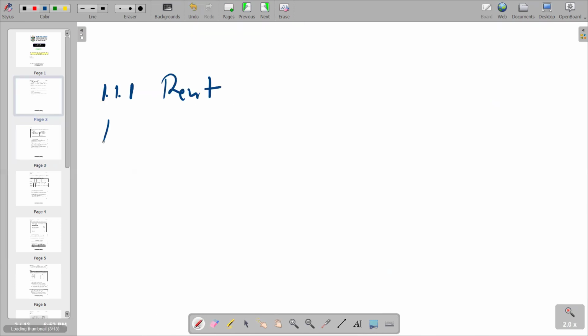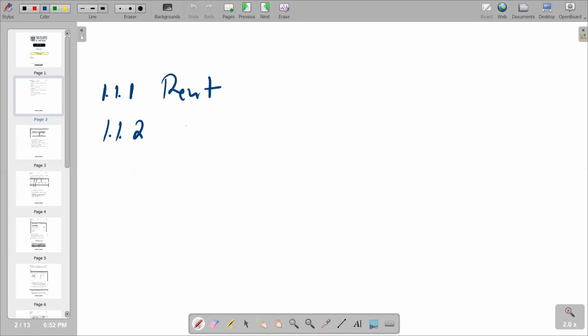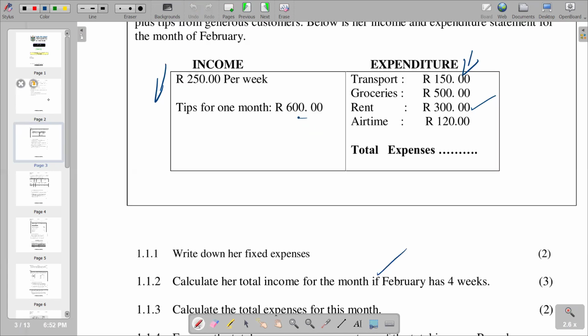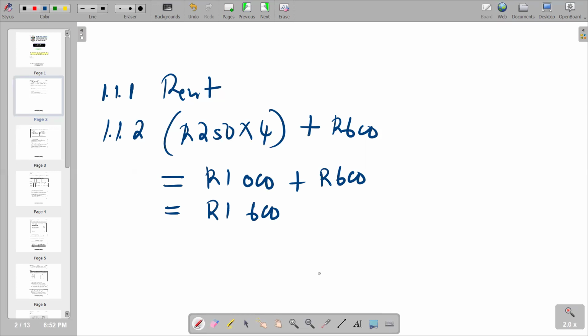So for 1.1.2, we are going to say 250 rands times 4, then we put in brackets, and the answer that we get, we add to the tips, which is 600 rands. So we calculate it. 250 times 4 gives you 1,000 rands. Then you add your 600, and you get a total of 1,600 rands. This is the response for 1.1.2.